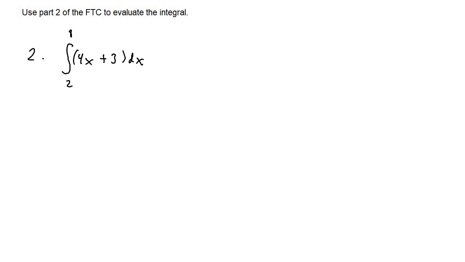Now for number 2, we have the integral from 2 to 8 of 4x plus 3 dx. Because we do have a plus sign separating 4x and 3, we can take the integral of each individual term. So the integral of 4x, we can still use the power rule because 4x is basically 4x to the first power. So in order to antiderive, we add 1 to the power, so 4x squared, and divide by the same power. So 4 over 2 is 2, so the antiderivative is 2x squared.